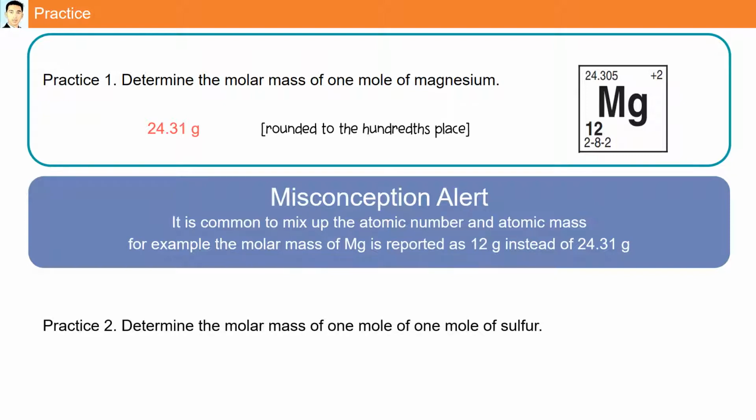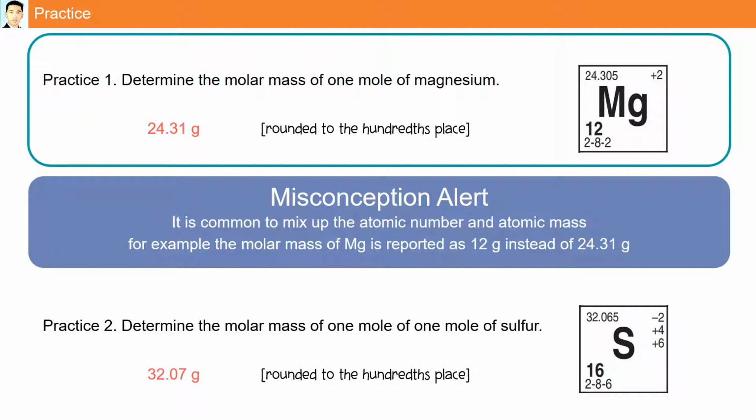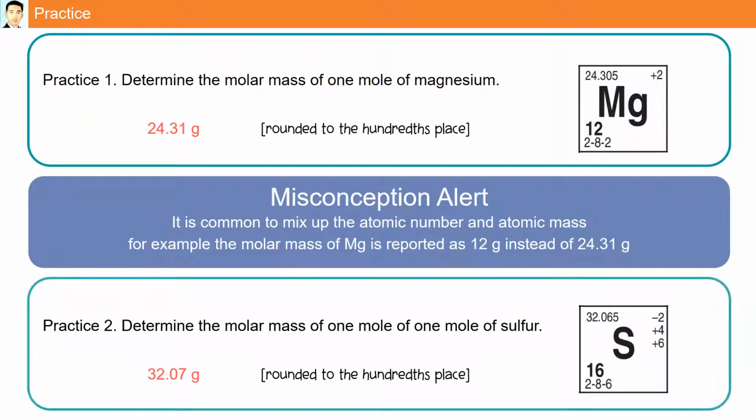Another practice. Determine the molar mass of 1 mole of sulfur. First, we go to the periodic table. We identify the atomic mass for sulfur. Then, we round it to the hundredths place, 32.07 grams. That would be the molar mass for sulfur.